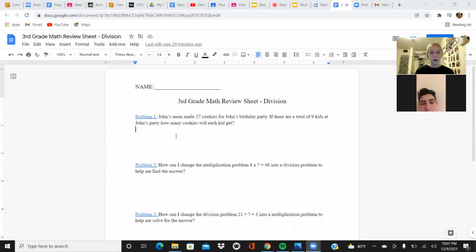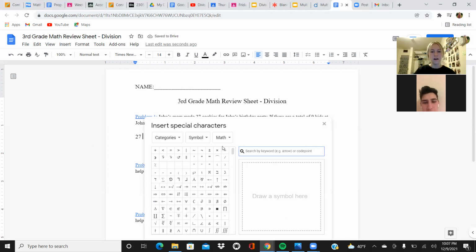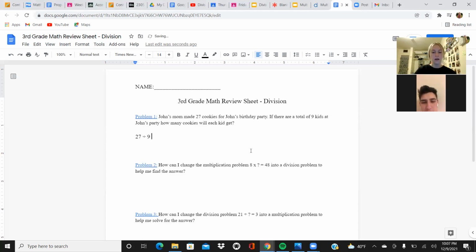Okay, so what is our big sum that we're dividing? Would it be 27 divided by 9? Yes, because there are 27 cookies and there are 9 kids total. So, yes, 27 divided by 9.